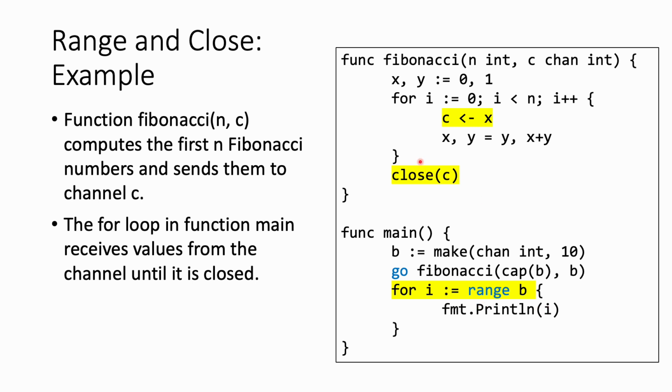Note that if we drop close c in the fibonacci function, then the for loop in the main function would cause a deadlock because it keeps trying to receive values from channel b, but at some point, channel b has no more values.